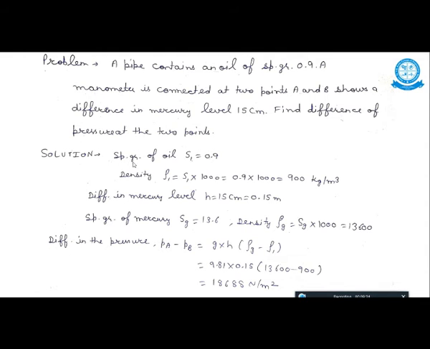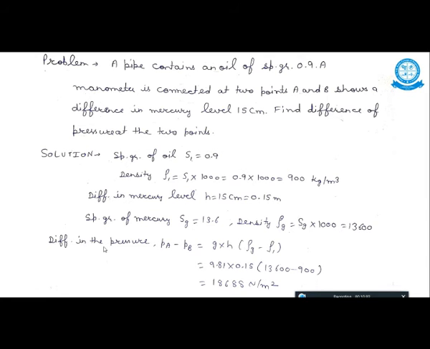Now see, the specific gravity of oil is given, S1 is equal to 0.9. From that we can find out the density: rho 1 is equal to S1 into 1000, is equal to 0.9 into 1000, is equal to 900 kg per meter cube. The difference in mercury level is h is equal to 15 centimeter. We convert this centimeter into meter, which is 0.15 meter. The specific gravity of mercury is 13.6. From that we can find out the density of mercury, rho g, is equal to 13.6 into 1000, that is 13,600.